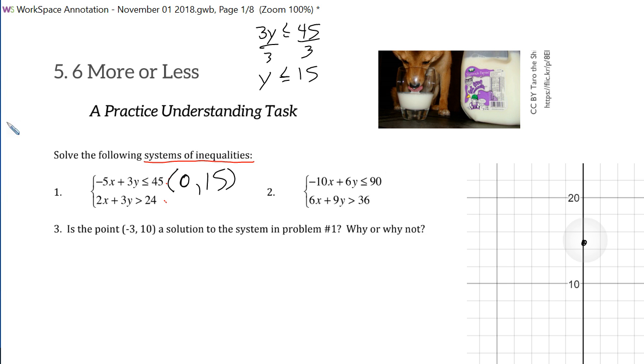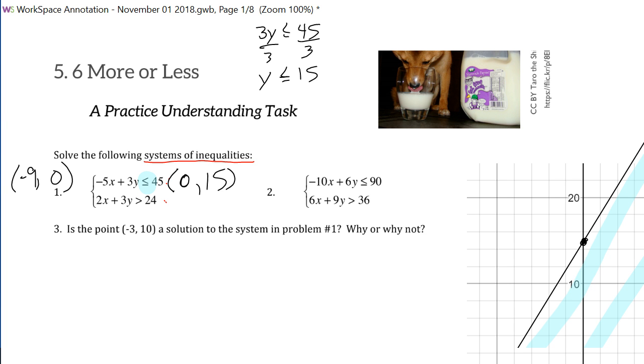So then similarly, you will put in a 0 for y, and you get negative 5x is less than or equal to 45. Divide each side by negative 5, and you get negative 9, 0. It is less than or equal to, so we are going to use a filled-in line. Okay? And let's see, we'll shade this one in light blue. Notice it's less than, so we're going to shade below the line, anywhere in this section. Okay?